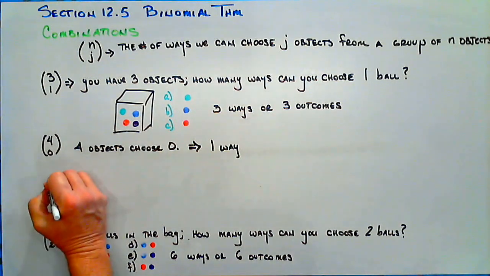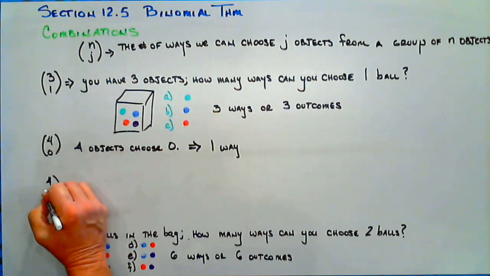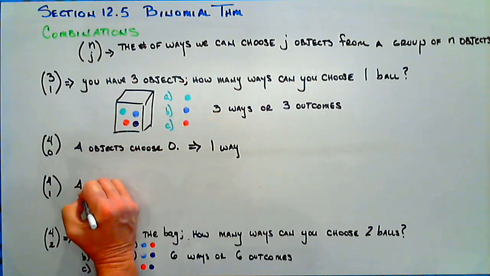What about 4 choose 1? So we have 4 objects.